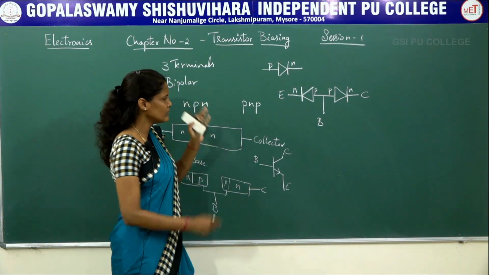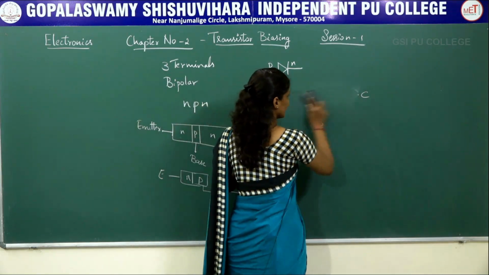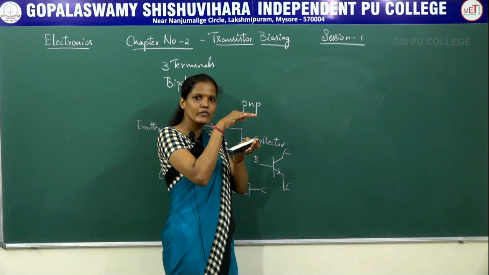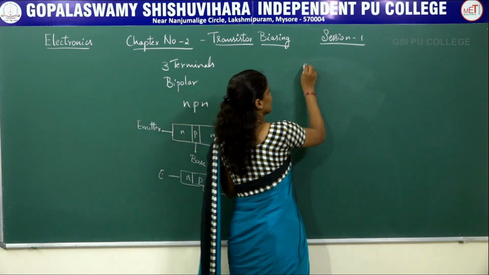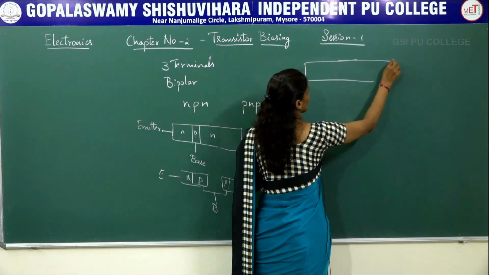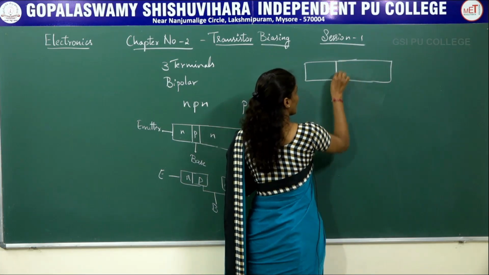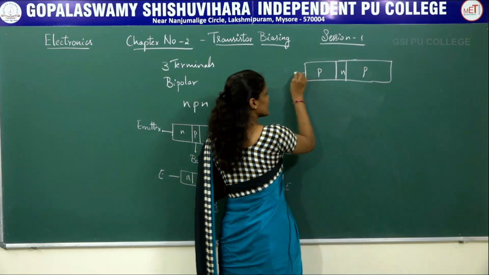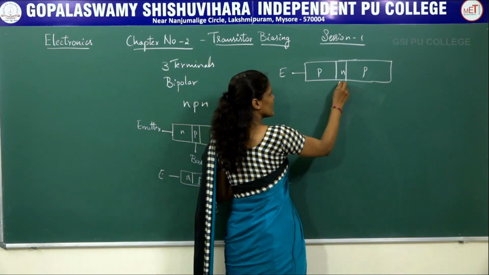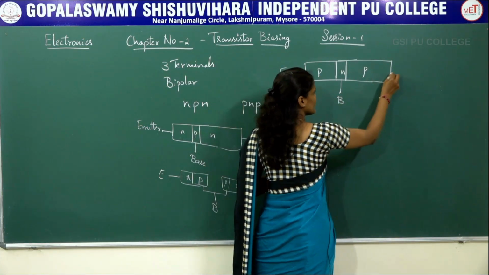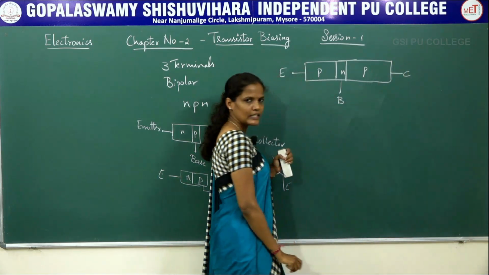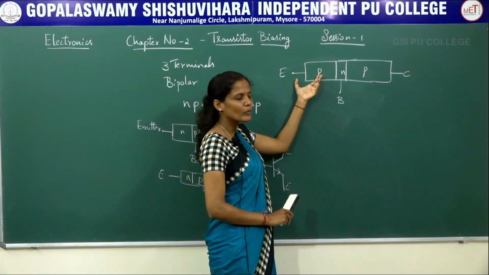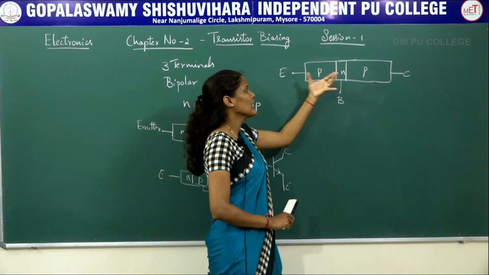If I come to the PNP transistor, it is nothing but one N region sandwiched between two P regions. Again, this is the emitter terminal, this is the base, whereas this is the collector terminal. As usual, the emitter is heavily doped but medium in size.